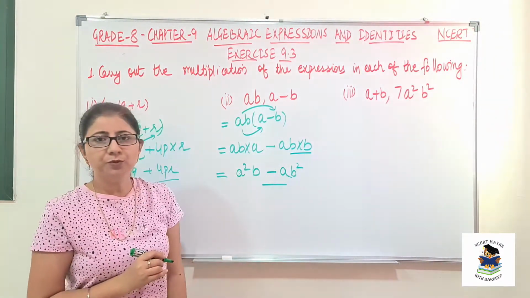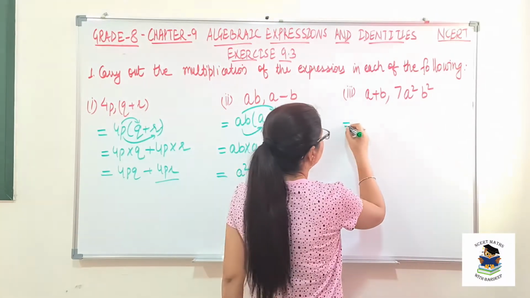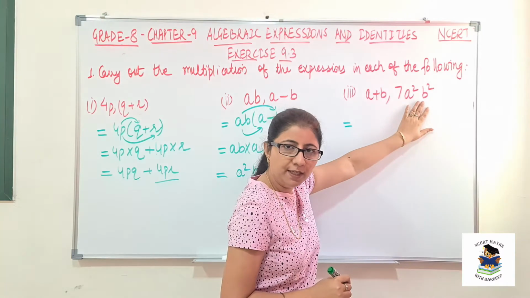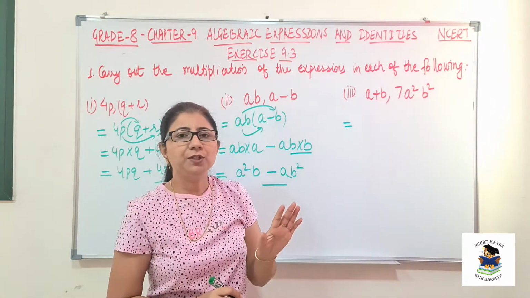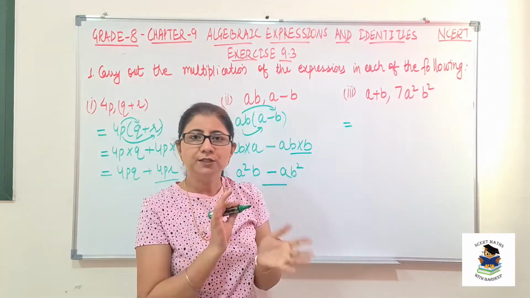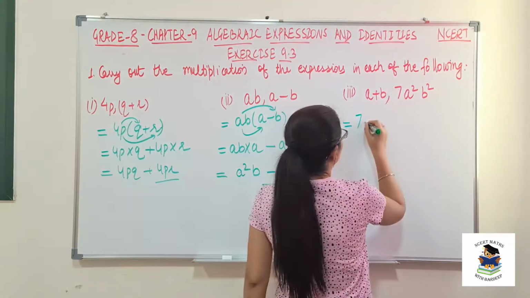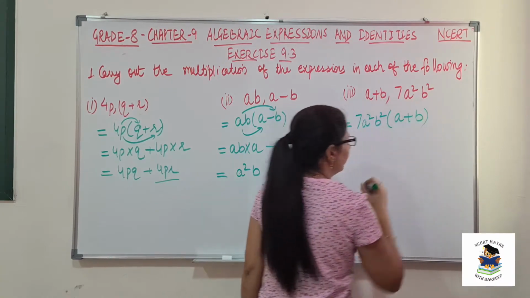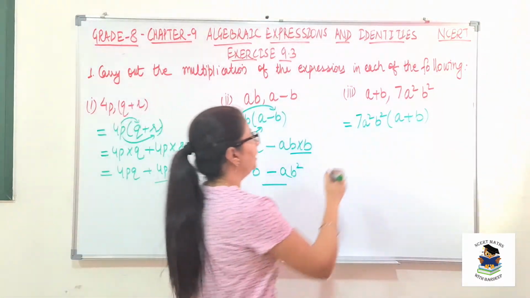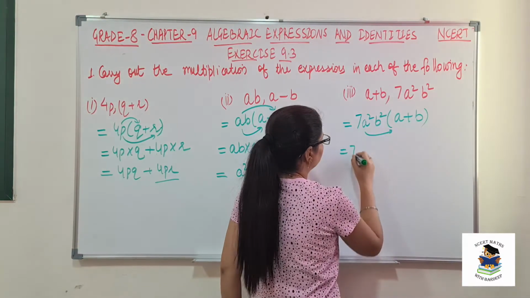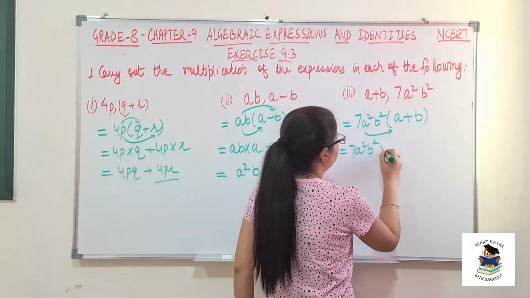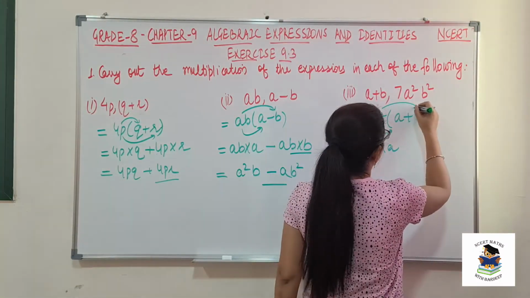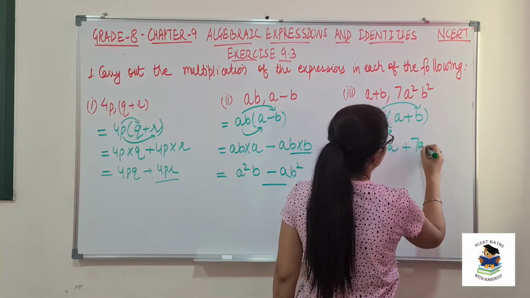Okay. Now let's move to our third part. Here we have a binomial first and a monomial as our second term. We know that multiplication is always commutative, so we can change the order. So I will write the monomial first and the binomial as my second part. So again 7a square b square should be multiplied with a first. Then again this monomial should be multiplied with b.